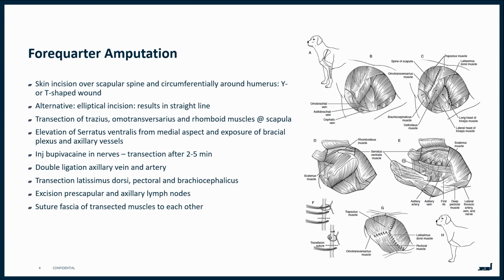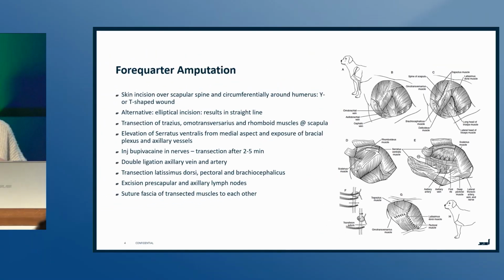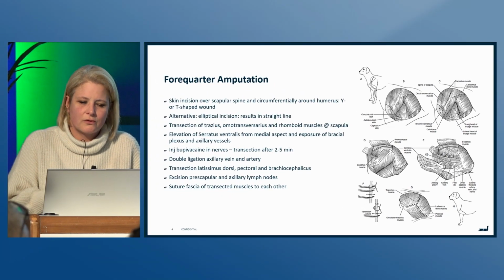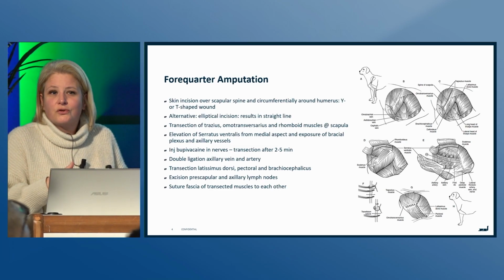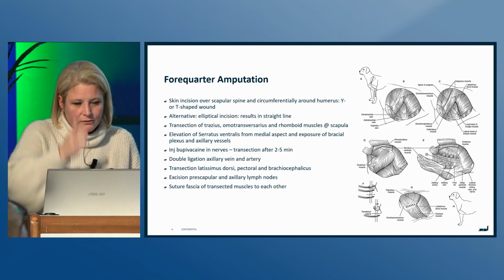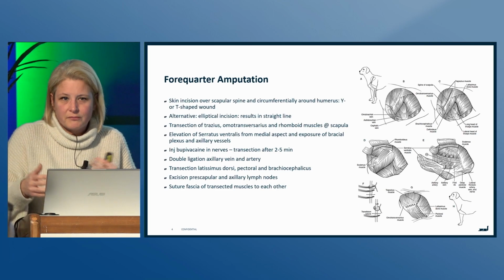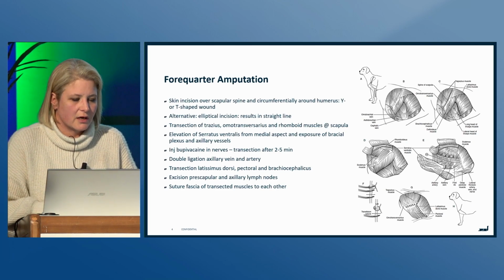Classically, it's done over the spine of the scapula and then around circumferentially at the proximal third of the humerus. I find that a bit challenging to close sometimes. It's not really pretty, because you go from the very thin skin on the inside of the axilla to the thick skin on the scapula, and I don't always think that's a nice way to close the wound. As an alternative, you can do an elliptical excision going down, and that might result in a nicer scar in a straight line.